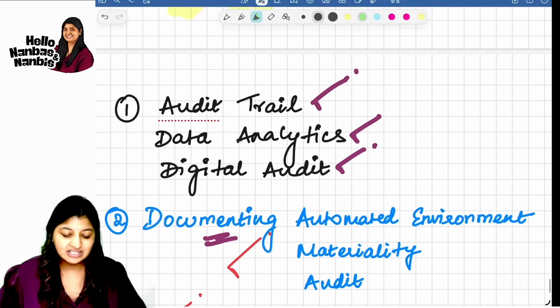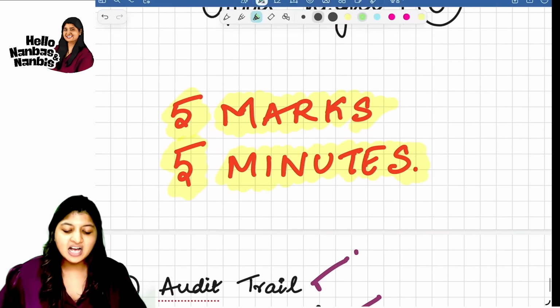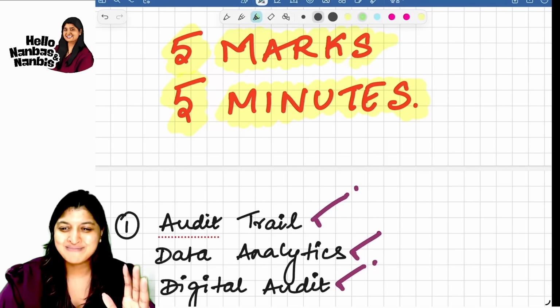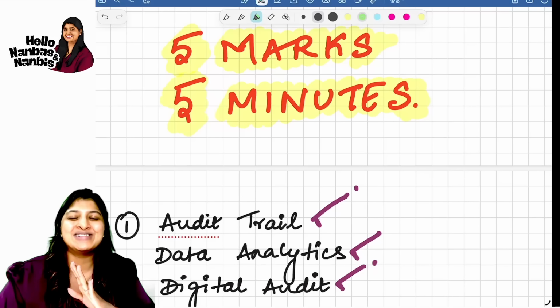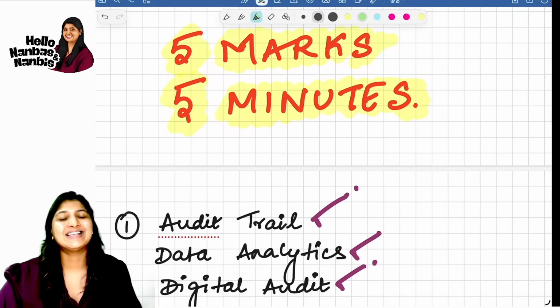Just 5 concepts you have studied. If they ask in exam, easy for you to get 5 marks. I know little bit more than 5 minutes it has taken, but worth it, guys. All the best.